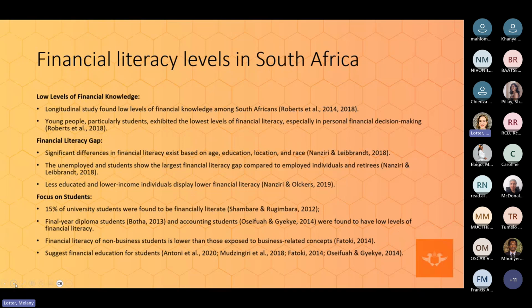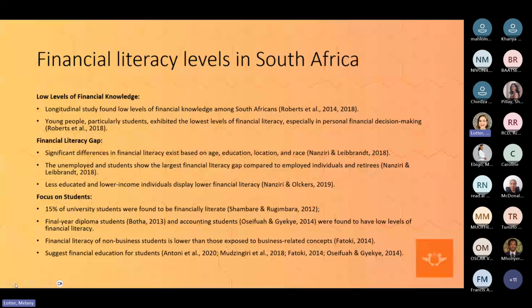And the aim is that we hope to change it so that we have a better financial literacy across the country. But currently it shows low levels of financial literacy. So a longitudinal study showed that there's low levels of financial literacy among South Africans. And this study was done over a period of time. It also showed that young people, and particularly students, exhibit the lowest level of financial literacy. There's also significant differences based on age, education, location, and race.